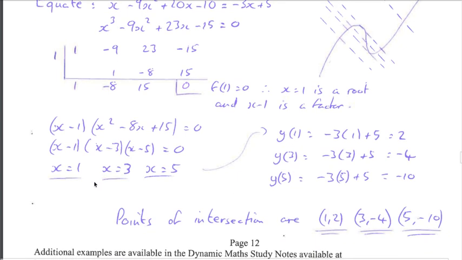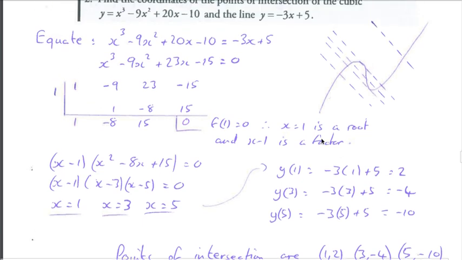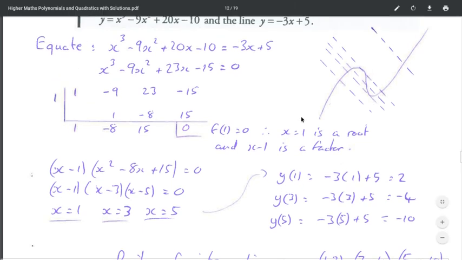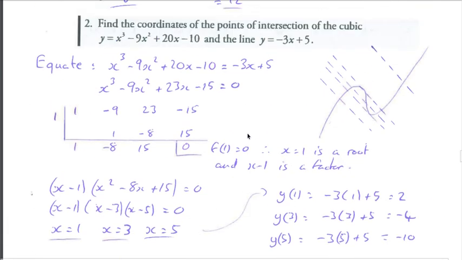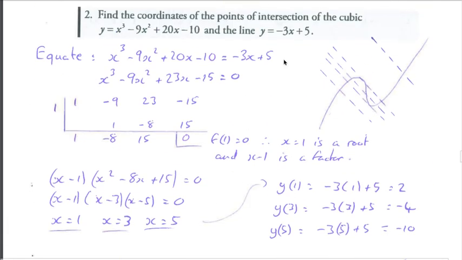If I want the value of y when x is 1, I just substitute 1 into y equals. Same again for 3 and 5, which gives me the points of intersection (1, 2), (3, negative 4), and (5, negative 10). So key skills, what have I done? I've equated, then I'm just solving using synthetic division after that. We're back onto synthetic division and factorizing cubics.